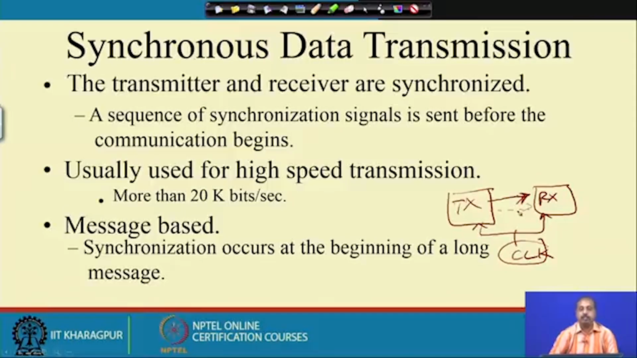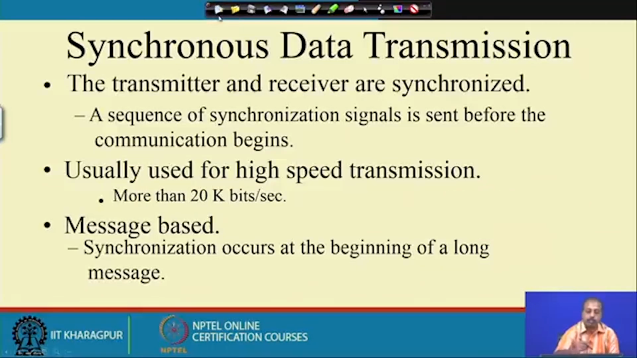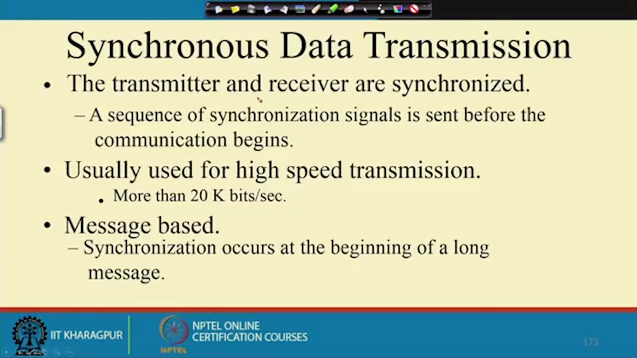And this is usually high speed data transmission. We have transmission in the range of 2 kilobits per second and things like that, and it is message based communication. Synchronization occurs at the beginning of a long message. If you are sending a long message, at the beginning some synchronization bits are sent, so that the transmitter and receiver get synchronized, and then the data transfer starts. This way we can have synchronous data transfer.